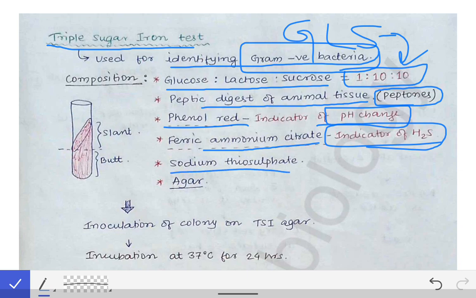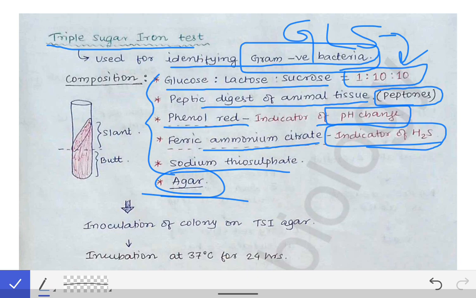Other than that, we also have sodium thiosulfate as a component of this triple sugar iron agar, and also the agar. Last but not the least is the agar. Agar is the most important component, or rather the maximum amount is contributed by the agar only. All these substances are present in limited amounts, but agar is in maximum amount in this triple sugar iron agar, in which we do the TSI test or the triple sugar iron test.